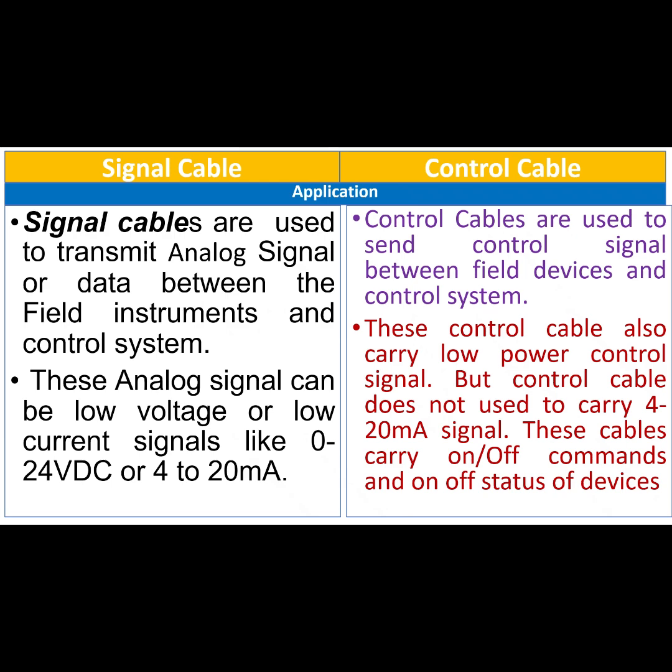while the control cables are used to send the control signal between the field devices and control system. These control cables also carry low power control signal, but the control cable does not carry any 4 to 20 mA signal. These cables carry on-off command and on-off status of field devices.